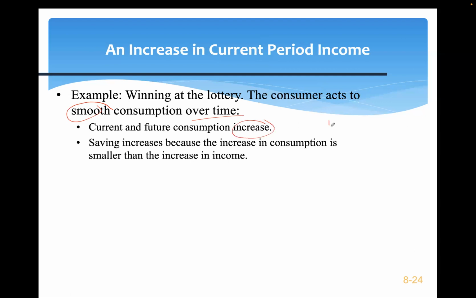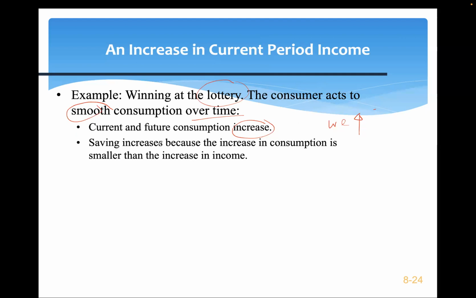First, your current and future consumption is going to increase. Why? Because your lifetime wealth will increase. But secondly, your saving is going to increase. Why is that? Your saving increases because this is a one-time increase in income. You don't want to spend all of this lottery. You want to save a little bit for the future, so that your future consumption also increases.